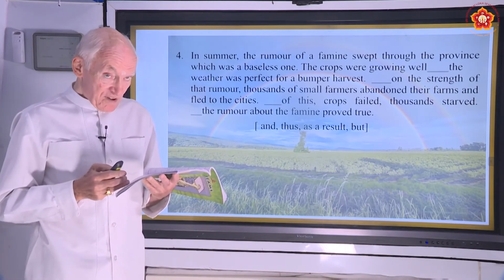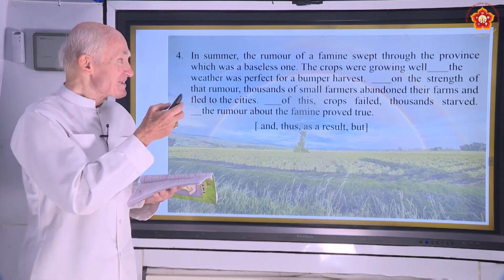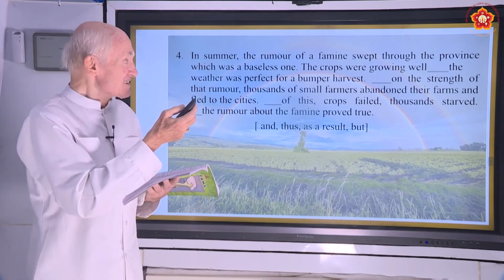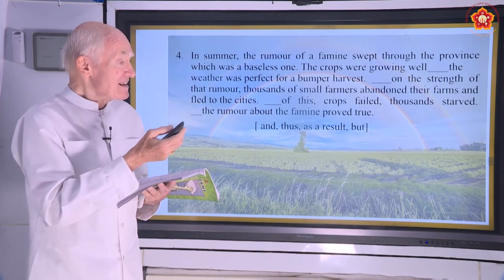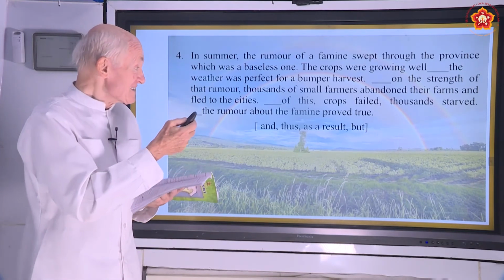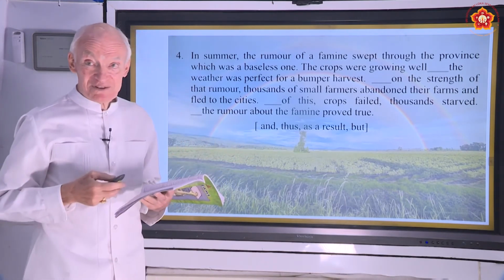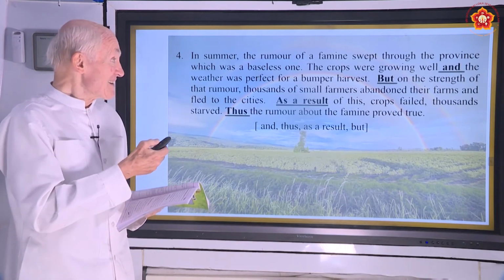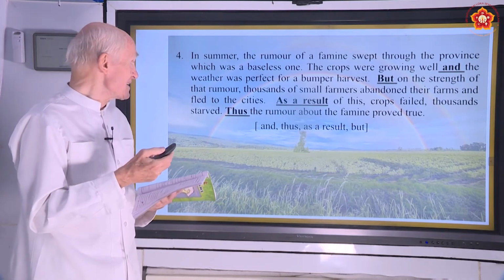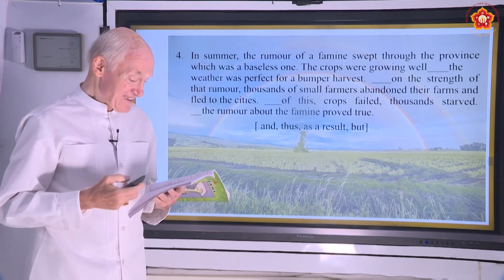On the strength of the rumor, thousands of farmers abandoned their farms. So there's a blank space, okay? Here the weather is nice. They're expecting a bumper harvest. But something happened on the strength of the rumor. But is a connector, a result of, thus and and. But is the best one to use, okay? But as a result, the strength of that rumor, thousands of farmers abandoned and fled to the cities. But is the correct one. That's the correct linker.